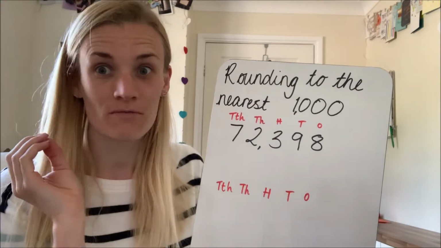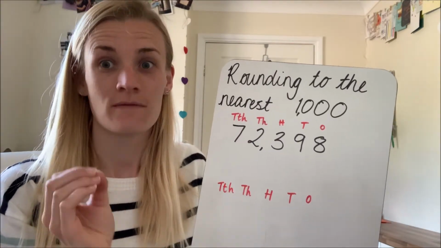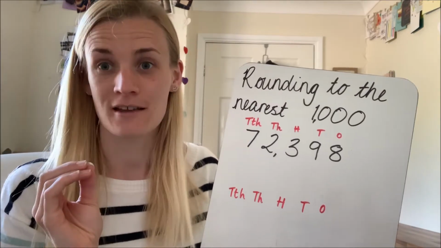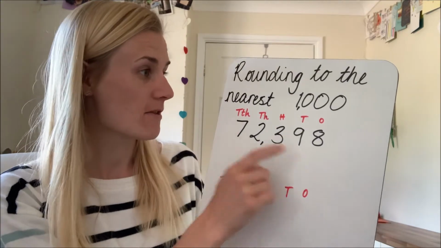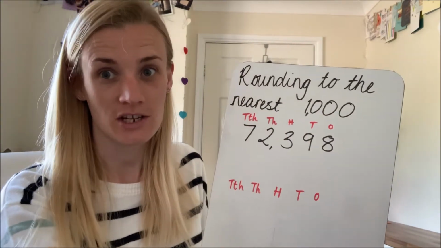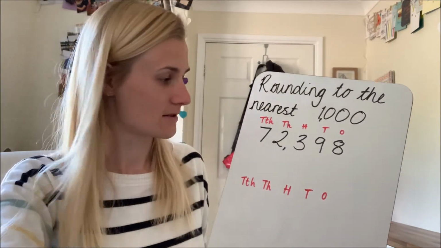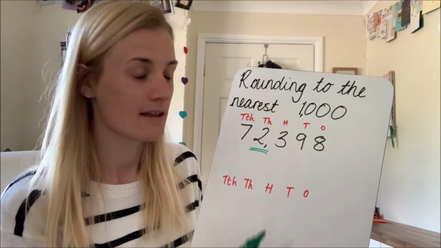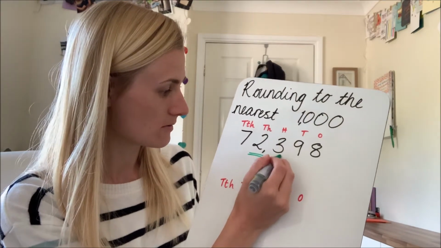First thing to do, go over the rhyme in your head. 5 or more, let it soar. 4 or less, let it rest. Just get that sorted. So if we are rounding to the nearest thousand, we need to find our digit in the thousands column first. Okay, so mine is the 2. Then I need to look next door, okay.